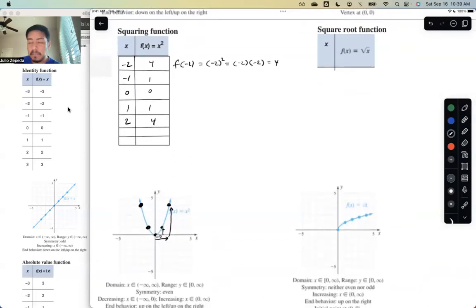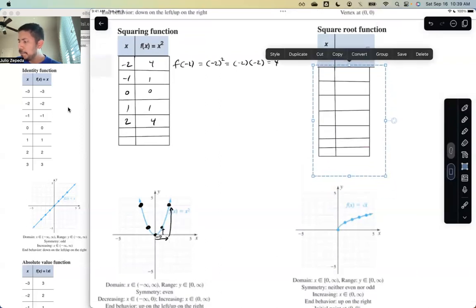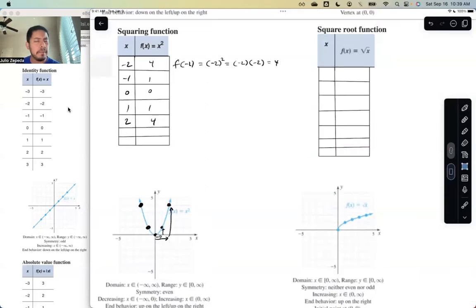The square root function is very similar. It is just half of a parabola on its side. So the numbers that we plug in for the square root function, you've got to put a little bit more thought into them, because you can't take the square root and get an integer of any number. You have to choose very nice numbers. So I'll choose -1 just as an example, 0, 1, 4, 9, and that's about it.